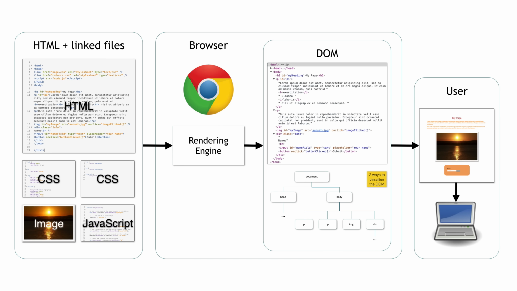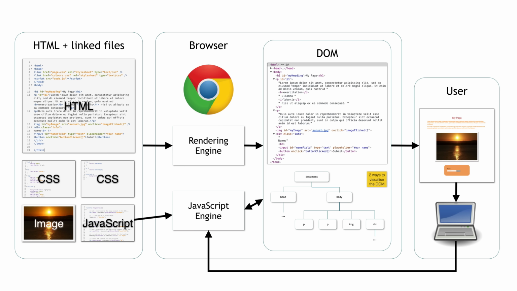Okay, this basically explains what happens for a static page, but what happens with an interactive page? So the browser has another component. It has a JavaScript engine. The input to this JavaScript engine obviously is the JavaScript file defined by the page. But the thing about this JavaScript engine is it can read, write, and rewrite the DOM. So it can make pretty much any change it wants to the DOM. It can insert new elements, it can remove elements, it can change things.